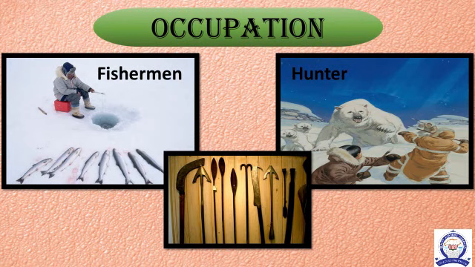Inuits are skilled fishermen and hunters. They hunt animals for their meat, skin, and fat. Earlier, they used harpoons to hunt animals, but now they are using automatic rifles. Children, what is meant by harpoon? Harpoon means a spear with a rope attached to it.